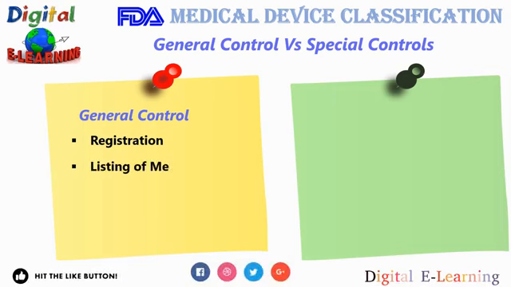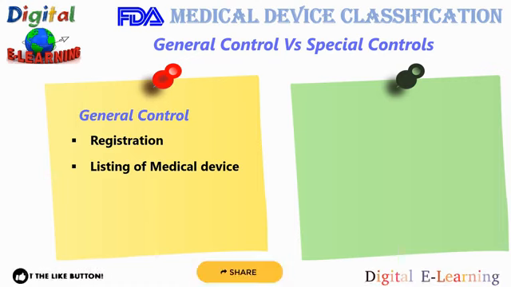Next is the listing of medical devices with the FDA, so that the agency can keep track of what kind of devices are being marketed in the United States of America. Normally the class 1 devices which are exempted just need the general controls. Then labeling of devices. The label must contain appropriate warnings as needed to ensure the safe and effective use of the device.